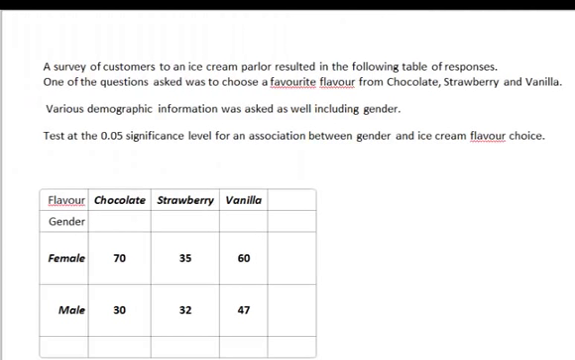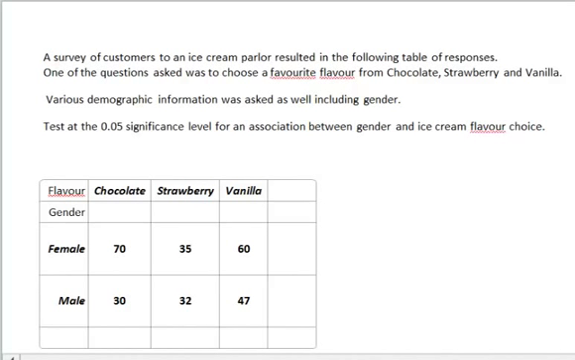A survey of customers to an ice cream parlor resulted in the following table of responses. One of the questions asked was to choose a favorite flavor from chocolate, strawberry, and vanilla. Various demographic information was asked, including gender. Test at the 5% level of significance for an association between gender and ice cream flavor choice.